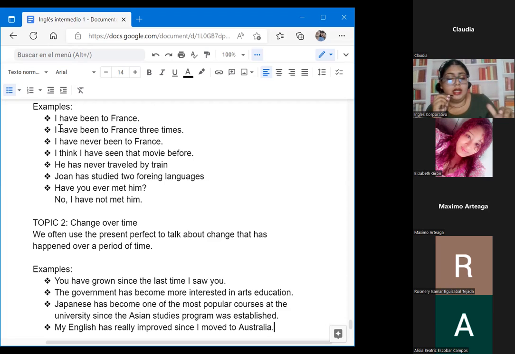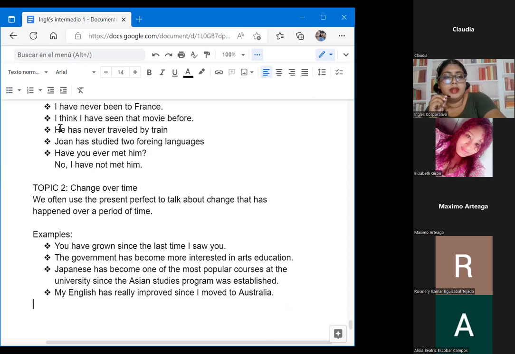It's kind of short. So we are going to see topic number three. And after that topic, I'm going to ask you something, but let me finish this first, and then I will ask you a question. So in topic number three, we are talking about accomplishments. We often use the present perfect to list the accomplishments of individuals and humanity. So you cannot mention a specific time. Again, we cannot talk about a specific time, but we can use this for making this kind of list.